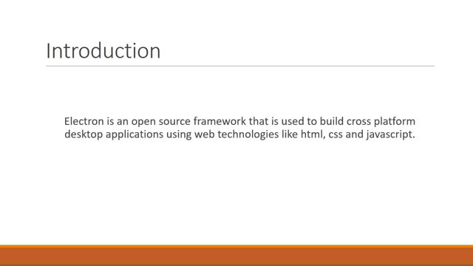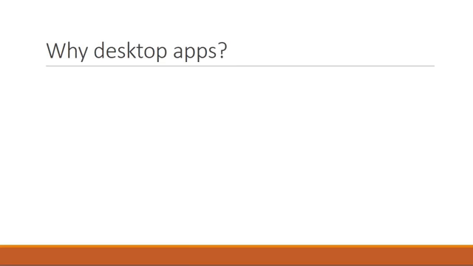Alright, so what is Electron and why would you use it? Electron is an open source framework that is used to build cross-platform desktop applications using web technologies like HTML, CSS, and JavaScript. Now the question is, why would you want to build desktop applications? Well, even though a lot of web frameworks are out there and a lot of things can be achieved using them, there are certain drawbacks.